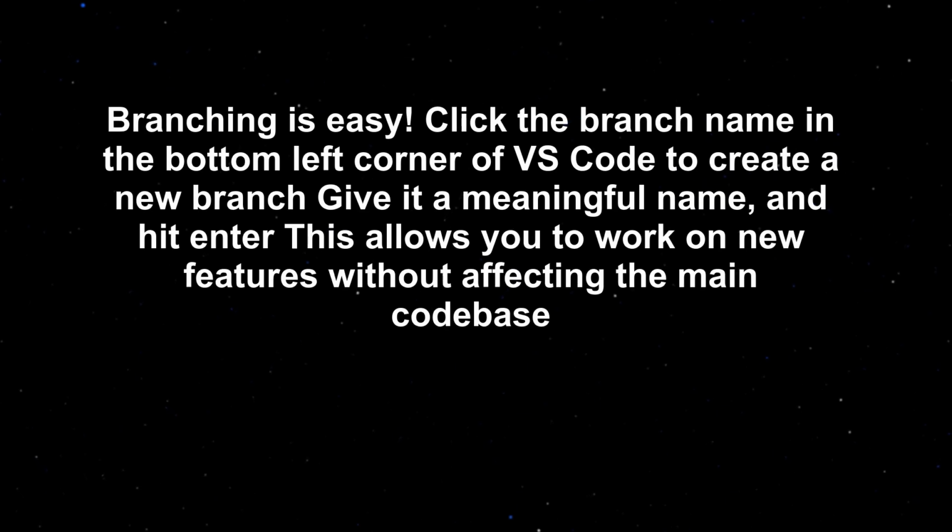Branching is easy. Click the branch name in the bottom left corner of VS Code. To create a new branch, give it a meaningful name, and hit Enter. This allows you to work on new features without affecting the main codebase.